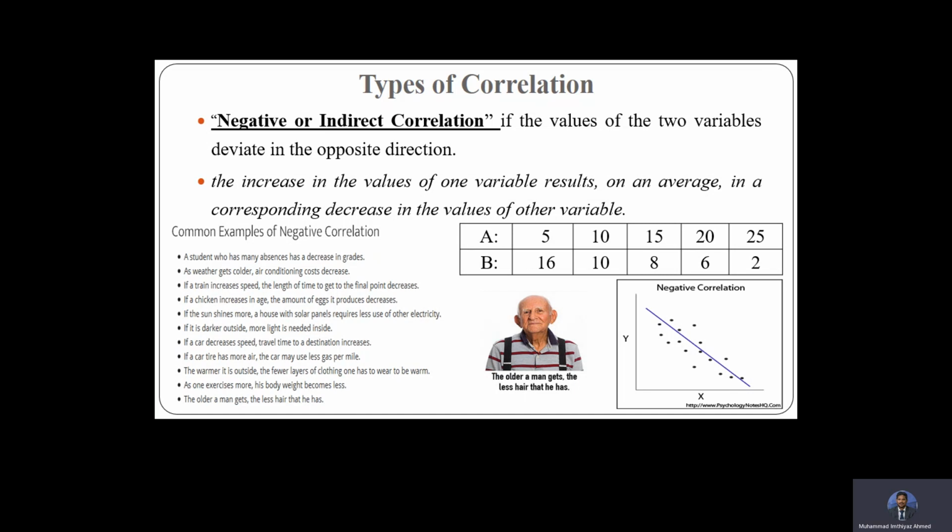Fine? This is one. Then, the warmer it is outside, the fewer layers of clothing one has to wear to be warm. Okay? If it is warm, what will we do? Only fewer layers we need. If it is hot, will we be wearing the winter clothes? No. So, one increases, one will decrease. If it is chill, then we will.